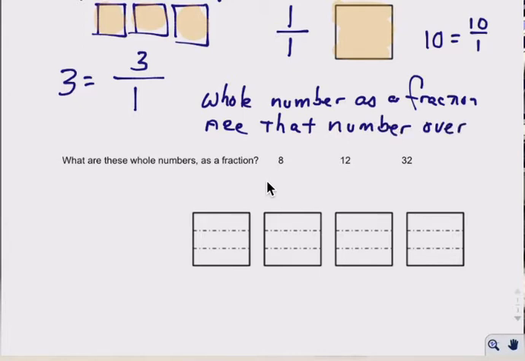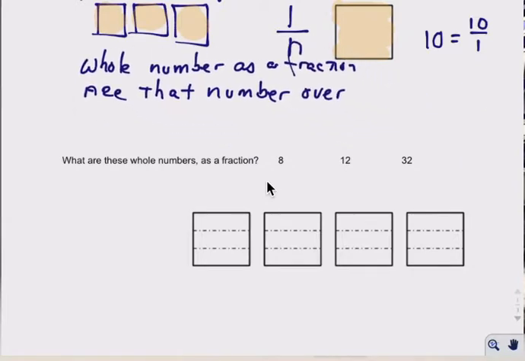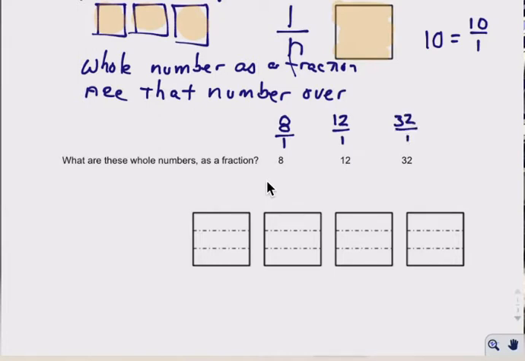So if we're talking about 8, 12, or 32, then we're talking about the whole number 8 would be 8/1. The whole number 12 would be 12/1. The whole number 32 would be 32/1. Those are our whole numbers written as fractions. And it's important when we start looking at multiplying. First, we're going to look at multiplying fractions times whole numbers. Okay? So keep that in mind. Whole numbers as a fraction are that number over 1.